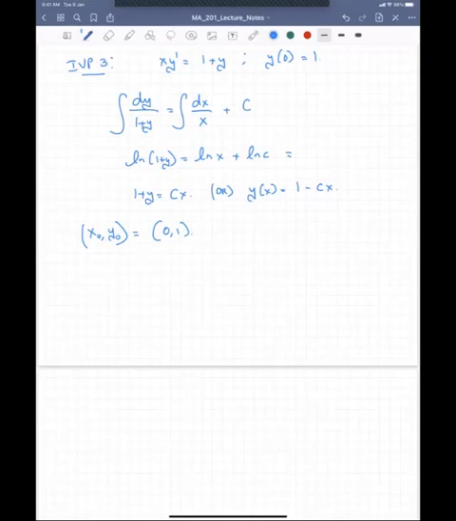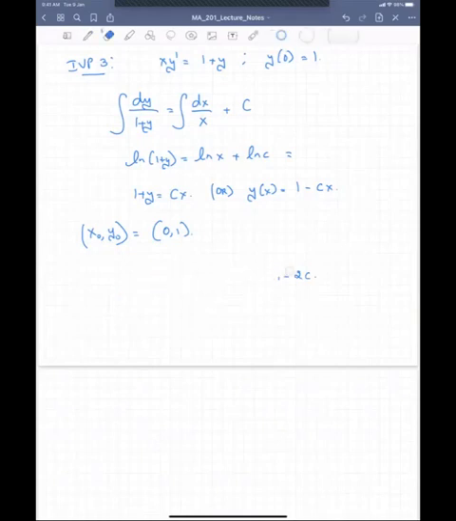And remember that this depends on the initial condition. For example, if I change my initial condition to, I don't know, y at x equal to 2 is 5 or something like that, then this is not satisfied for any c, right? So then I would have to plug in this value and say that 5 equals 1 minus 2c, and this fixes my c. So this initial value problem would have only one solution.